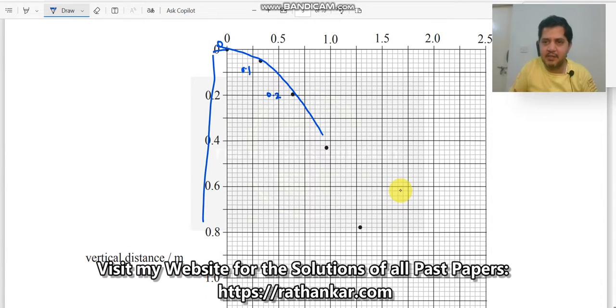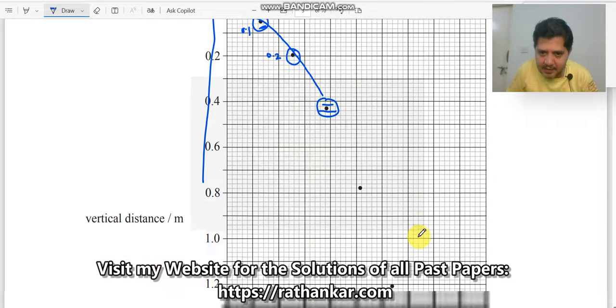This is for 3 marks. First, there are so many points. We need to choose one appropriate point. For example, if I choose this point, see what's happening here. Every point should lie on the grid line. Here it is not lying on the grid line, so I will not choose this one. This is also not lying on the grid line. This is not lying on this grid line either. It is in between over here, right? So this also I'm not going to choose. Every point is like this.